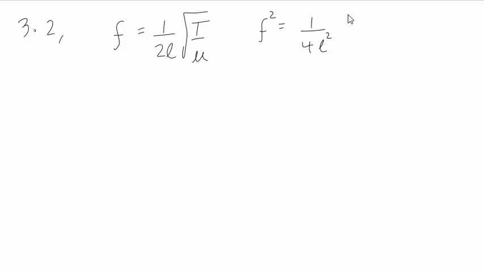In 3.2, we're to show that the mass of 1 meter length of the string will be about 4 times 10 to the minus 4 kilograms. Well, we can use the fundamental frequency f equals 1 over 2 times the length times the square root of the tension over the mass per unit length. Squaring both sides, we get f squared is equal to 1 over 4 L squared times T over mu. Rearranging for mu, mu is equal to T over 4 f squared L squared.